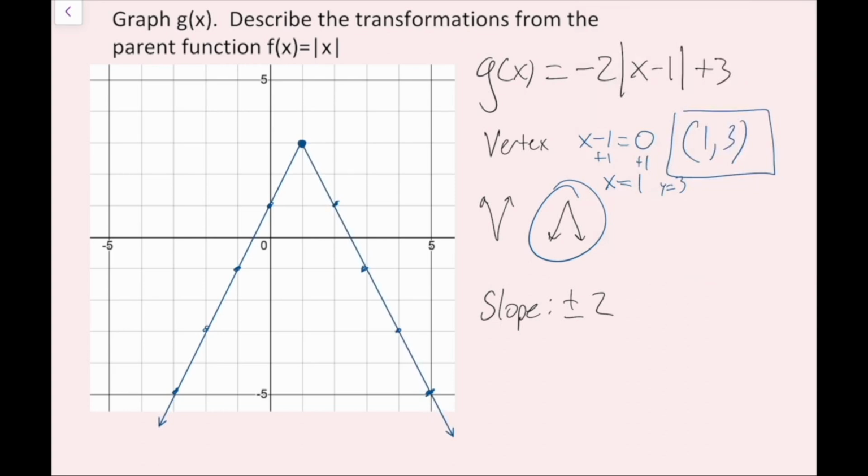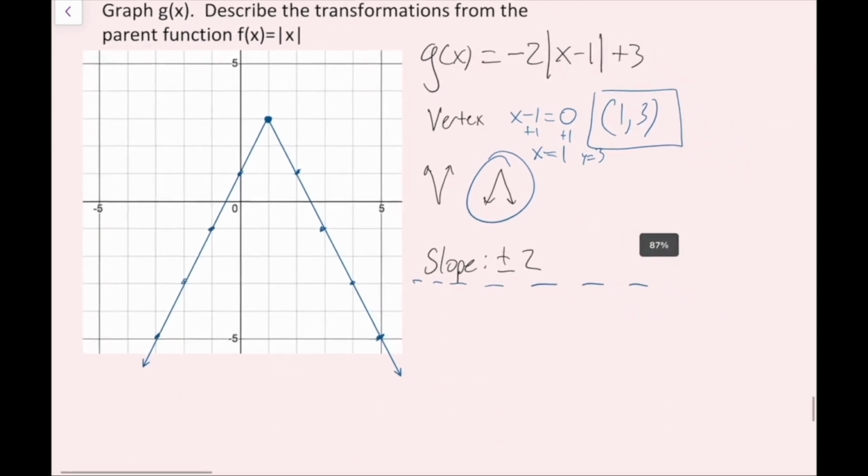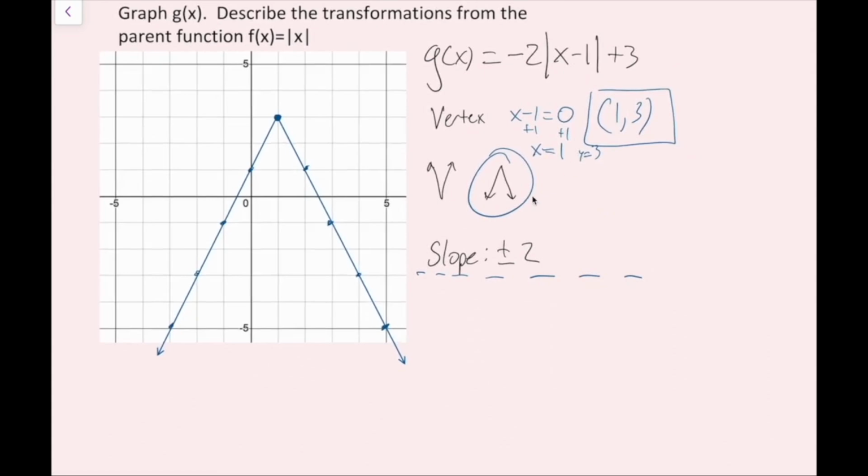The last step is to describe the transformations from the parent function. Well, if we treat this like we're in vertex form, and this actually is in vertex form, it's really easy to describe the transformations. So the first thing I want to do, and I'll make some space here, maybe zoom out a bit, is describe the a value. And if you don't know what I'm talking about, vertex form is y equals a times the absolute value of x minus h plus k, where h and k are the x value of the vertex and the y value of the vertex.